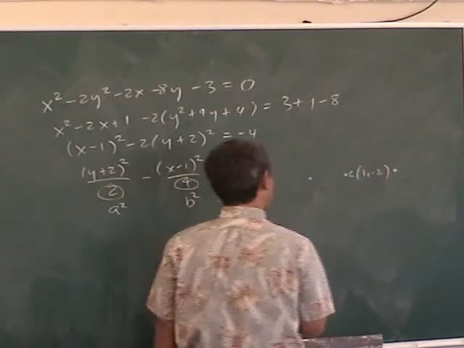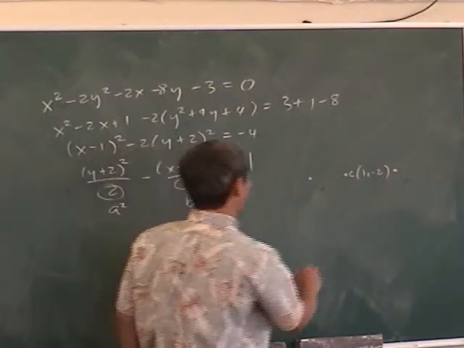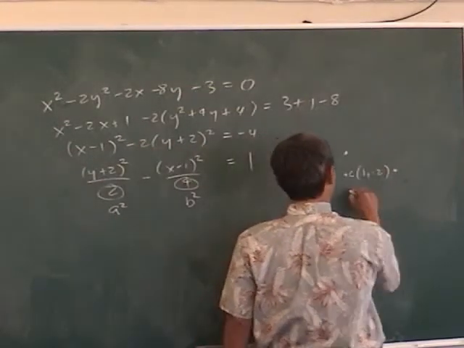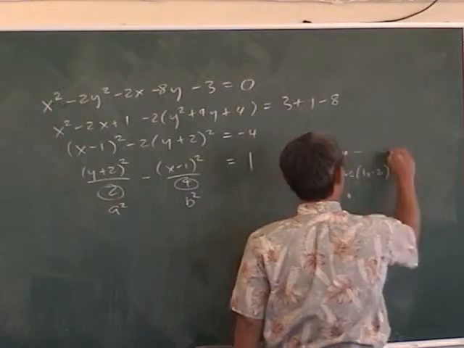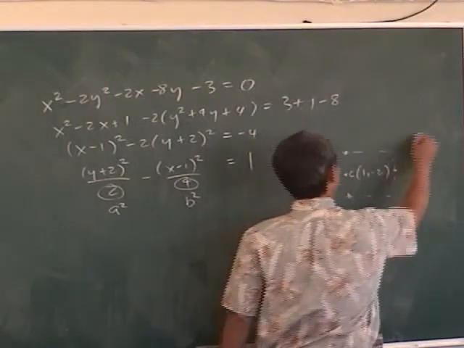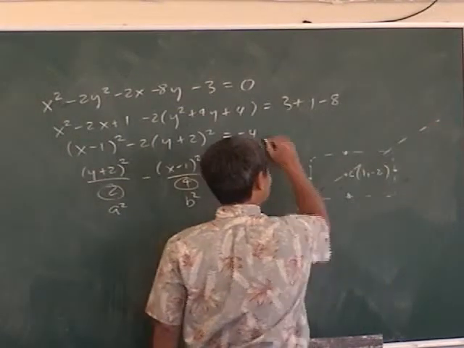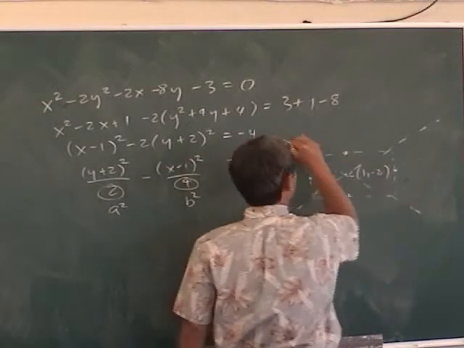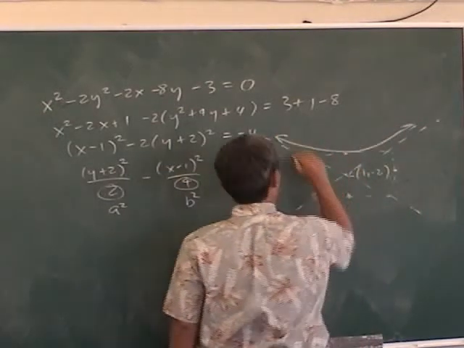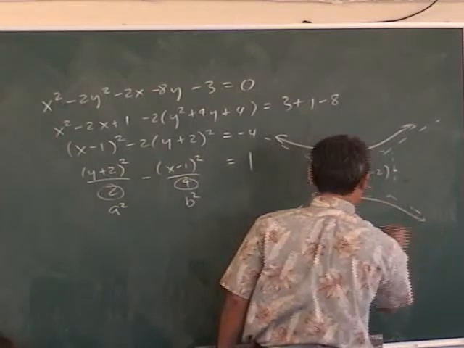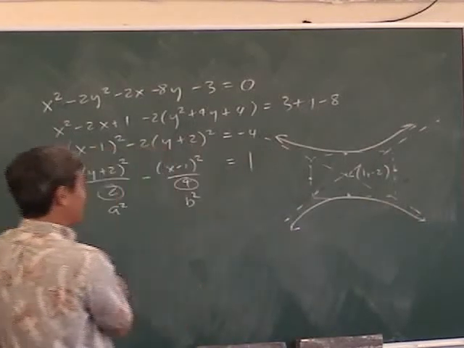How much do I go up and down? Root 2, which is about 1.4. 1.4 up, 1.4 down, and then you make the box. Then you draw in the asymptotes, and this is an up and down hyperbola, so it looks like this, and like that. Remember we did this last chapter in Polar?